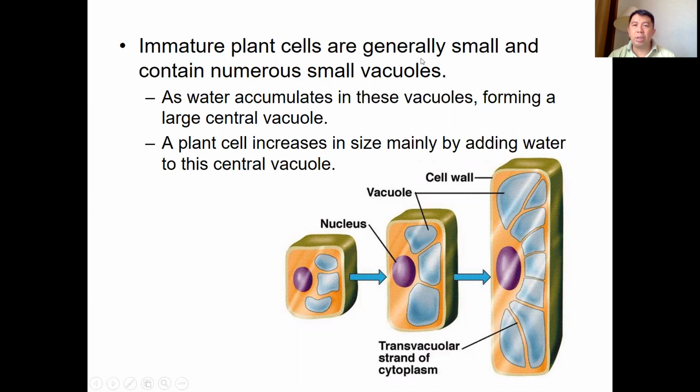Immature plant cells are generally small and contain numerous small vacuoles. As water accumulates in these vacuoles, they form a large central vacuole. At the same time, the cells increase or elongate in size by adding water into the central vacuole. This is how cell elongation happens by vacuolation.